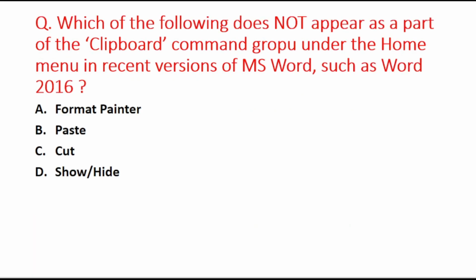Next question is, which of the following does not appear as a part of the clipboard command group under the home menu in recent versions of MS Word such as MS Word 2016? Your A option is format painter, B is paste, C option is cut, and D option is show and hide. So right answer is option D, that is show and hide option.